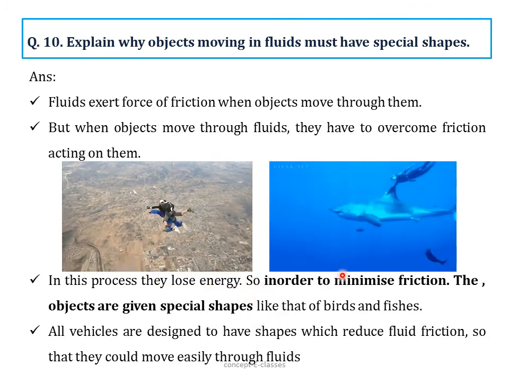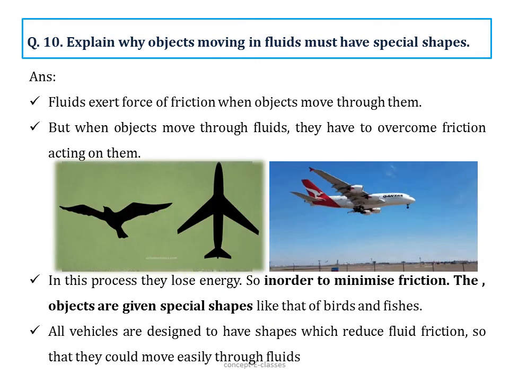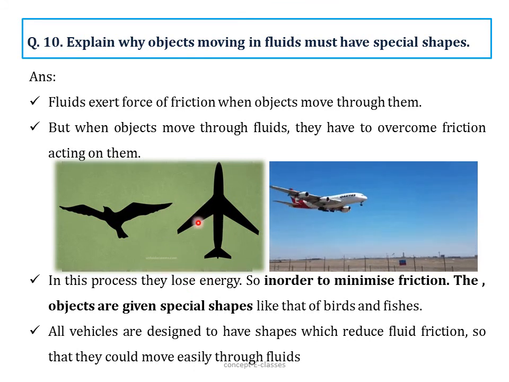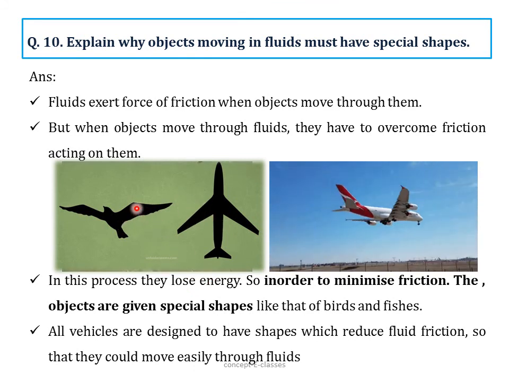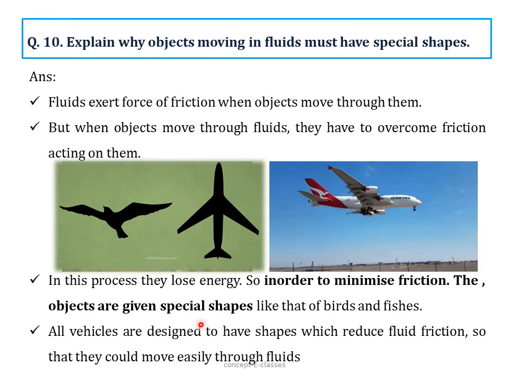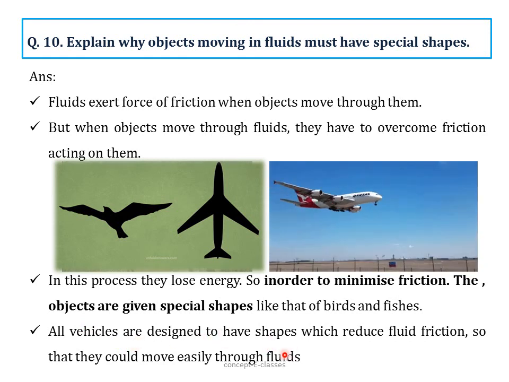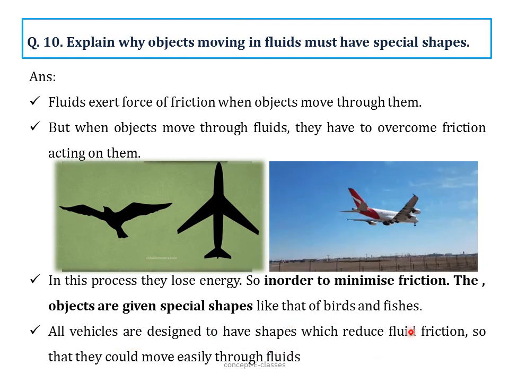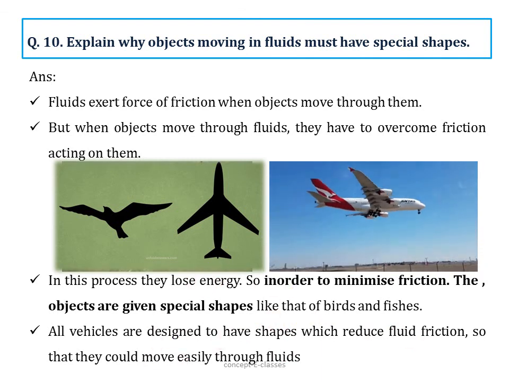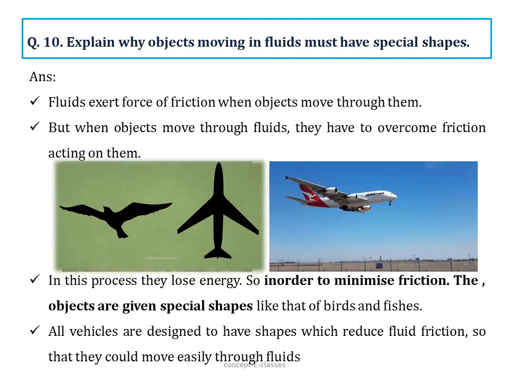So in order to minimize the friction, the objects are given special shapes like those of birds and fishes. If you observe this aeroplane, you can see that it's similar to a bird. It has wings and it's pointed in the front. This is mainly in order to reduce friction. So all vehicles which move through fluids are designed to have special shapes so as to reduce the fluid friction so that they can move easily through fluids. If you have any doubt concerning fluid friction, just refer to the first video of this chapter.